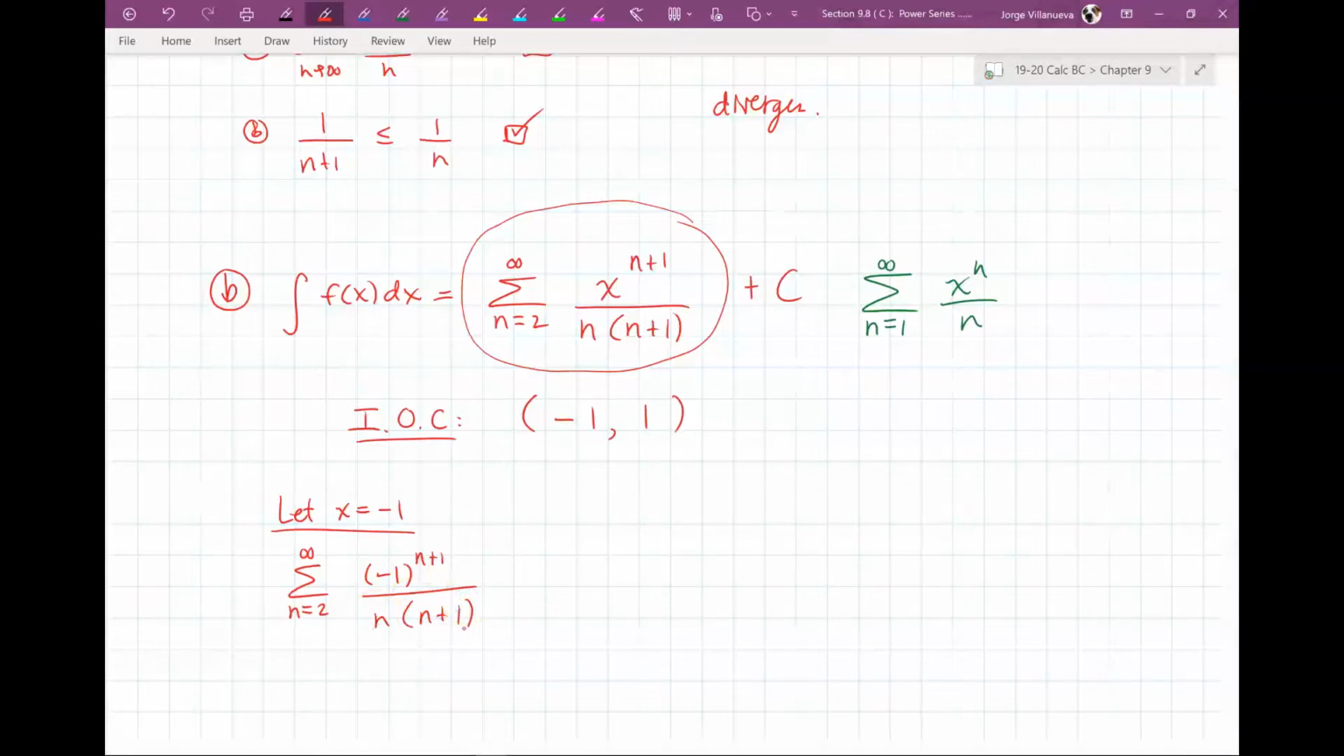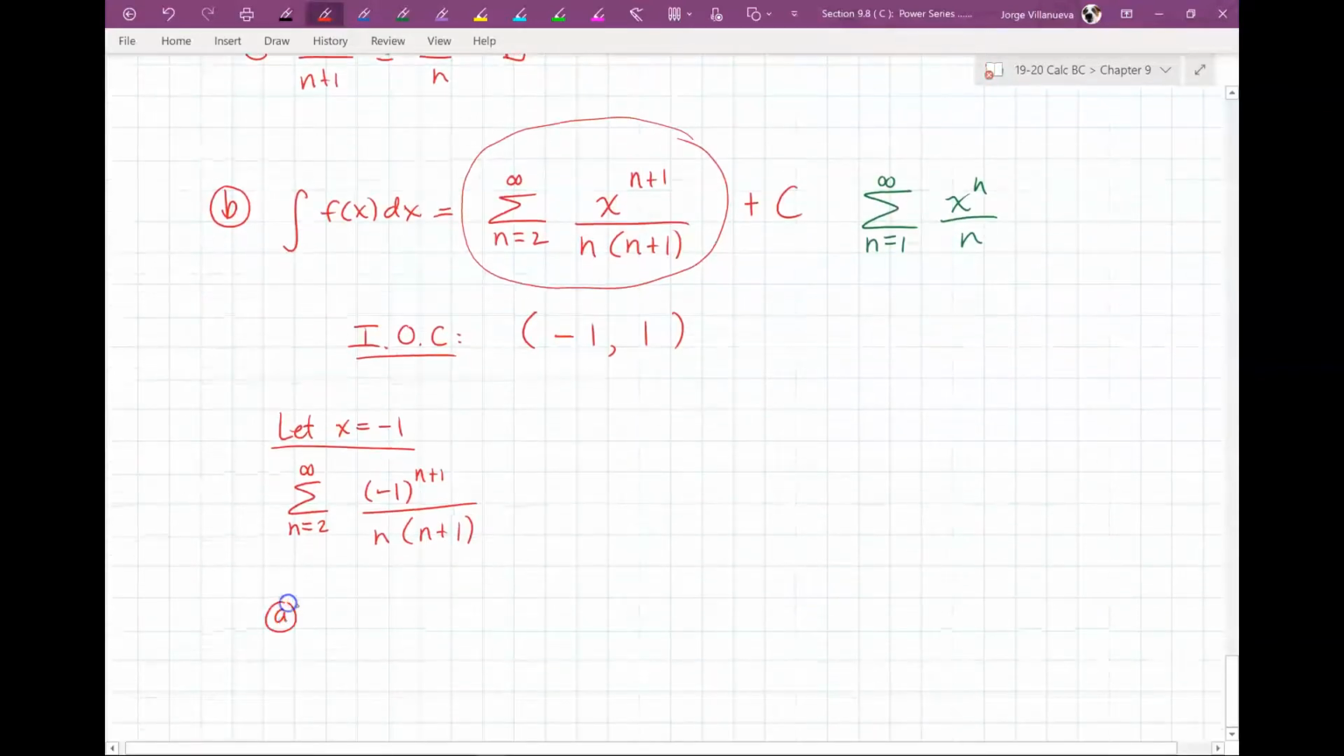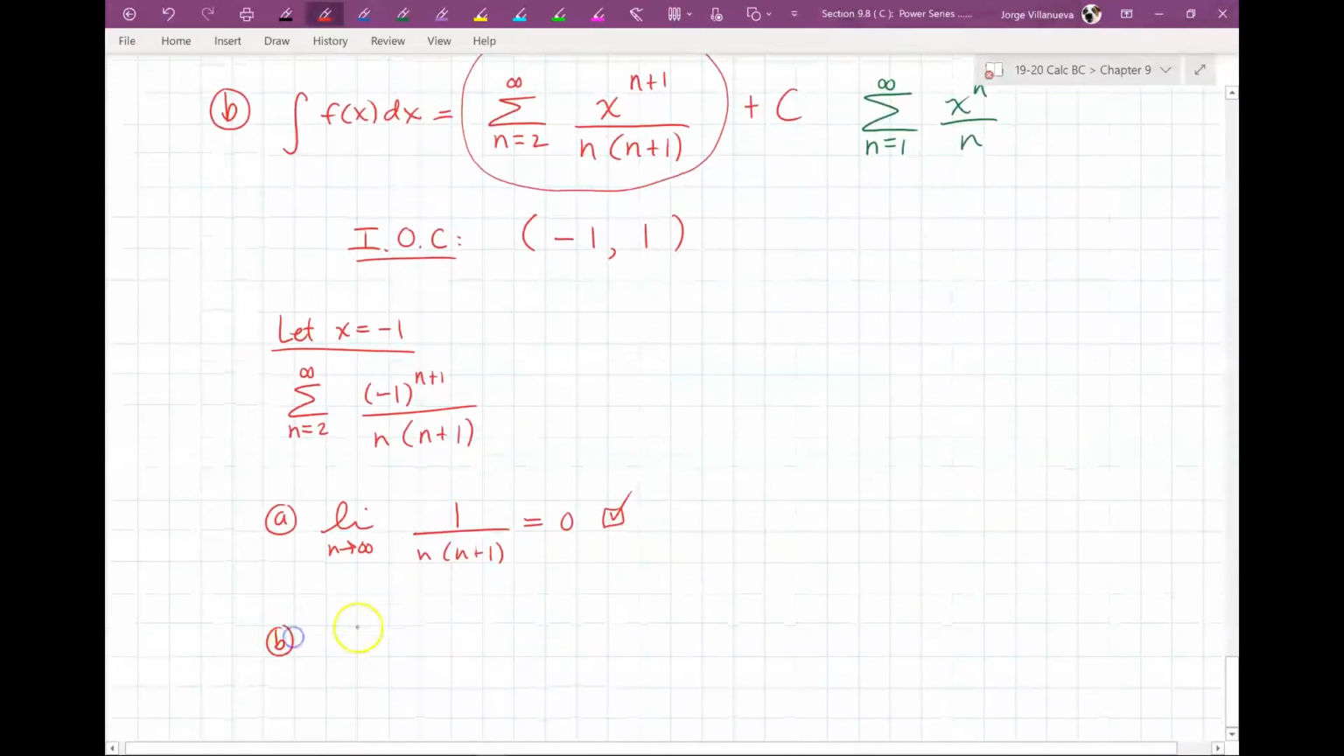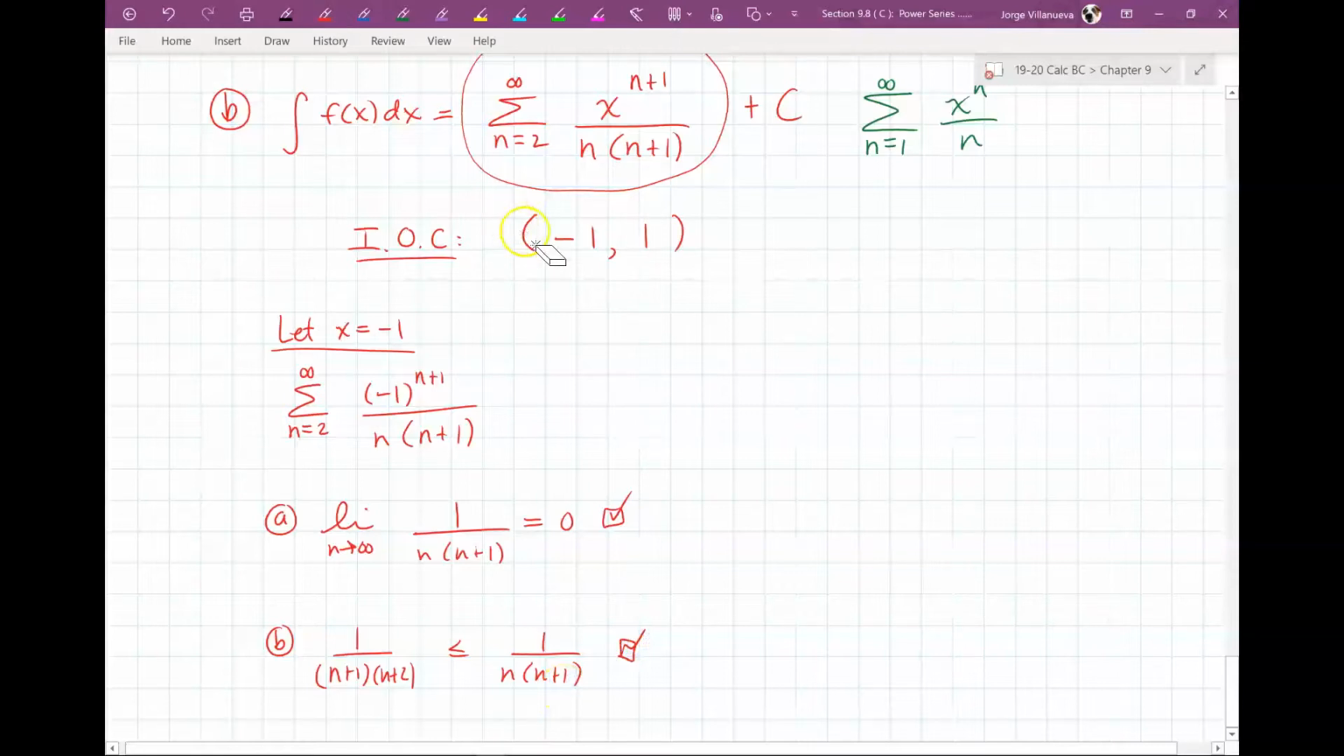Okay, this is an alternating series, right? So does it pass part A? Limit as n approaches infinity of 1 over n times n plus 1. Is that 0? Yeah, so good. Does it pass part B? 1 over n plus 1 times n plus 2 has to be less than or equal to 1 over n times n plus 1. Yes. So, converges. So I'm going to include that.